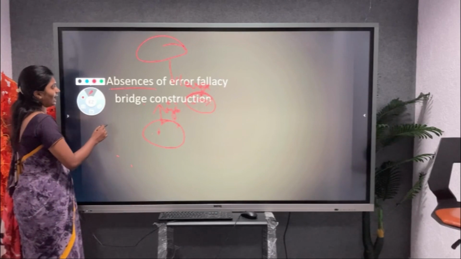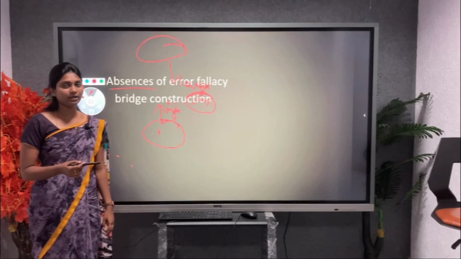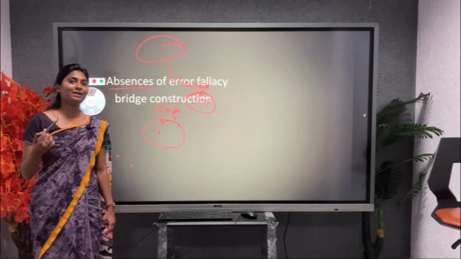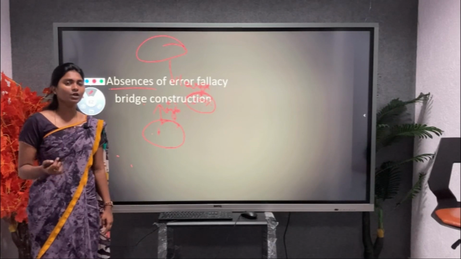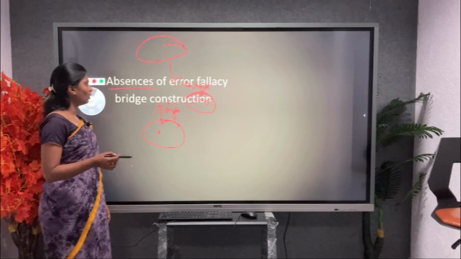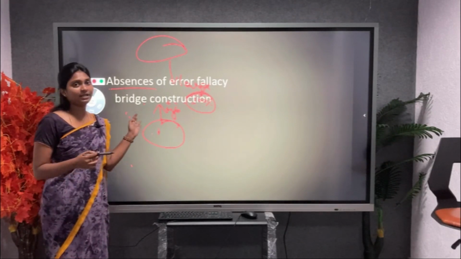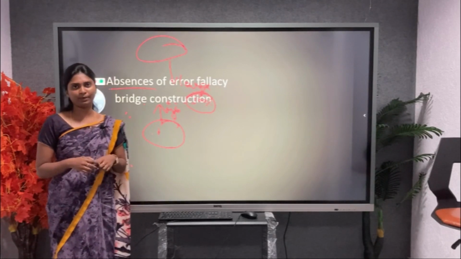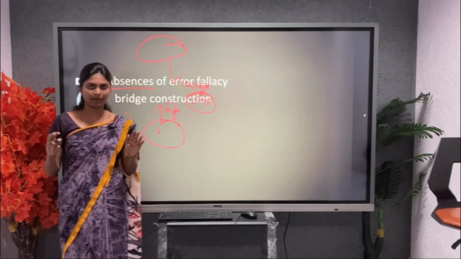The last one is absence of error fallacy. What does it mean? Error fallacy is when an error occurs in an unexpected way, and we cannot identify where it is coming from. It may come manually or automatically. For example, suppose we are developing a bridge. We follow particular guidelines while developing the project.